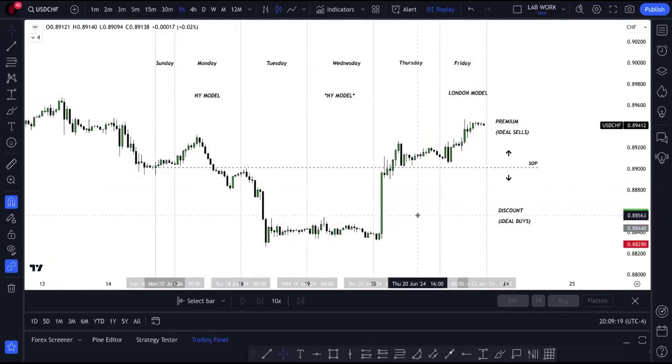Now, before we get into Monday, just take a look at where the low is forming for the week and where the high is forming for the week.